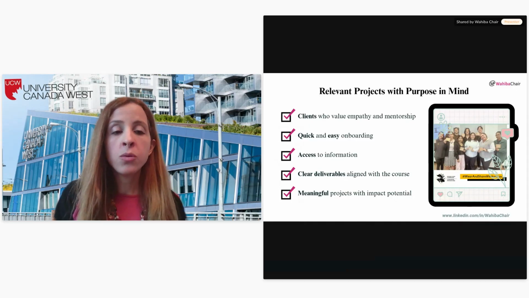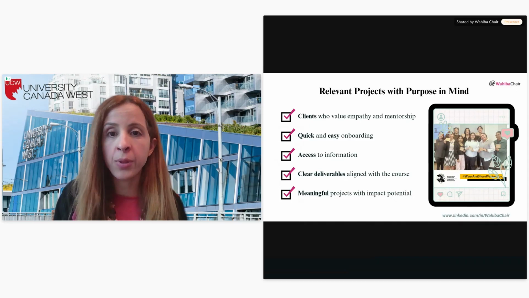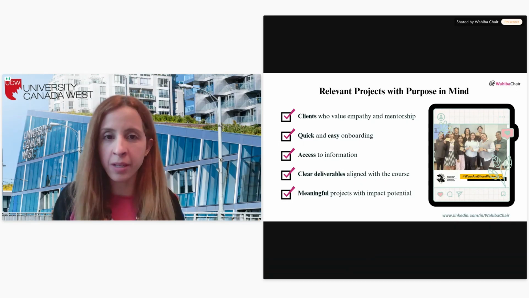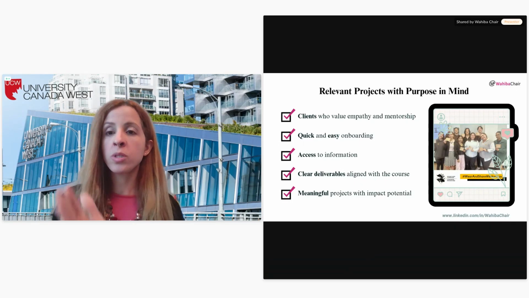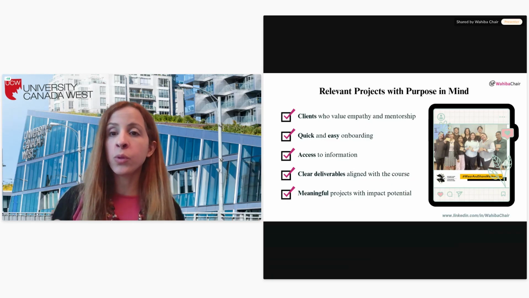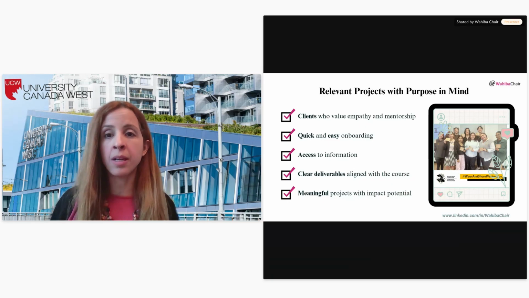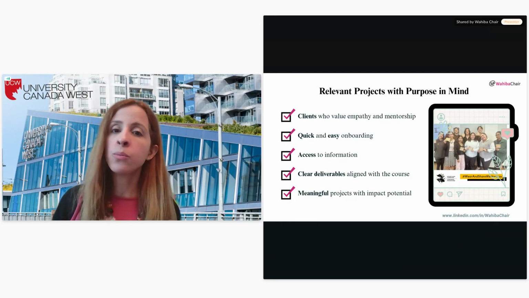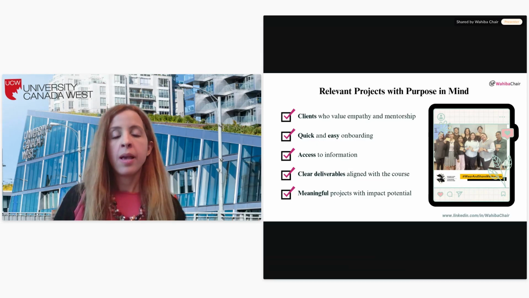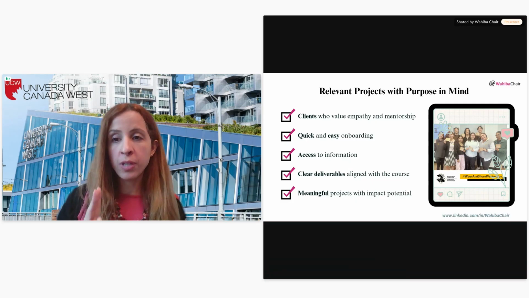We wanted to work with clients who truly valued empathy and mentorship, clients we could have a quick and easy onboarding with, and we didn't have to sign 5 different NDAs to share information with. We needed to make sure the deliverables were aligned with the course assessments and deliverables. And ultimately, we wanted these projects to have some meaning for the students, for them to feel like they were making a difference. And so we ended up working with 2 different types of projects.